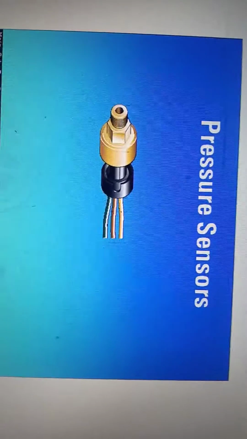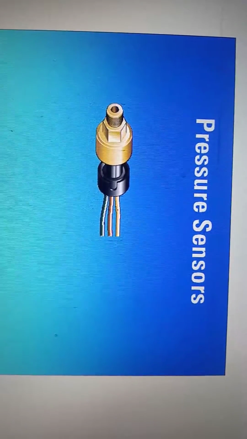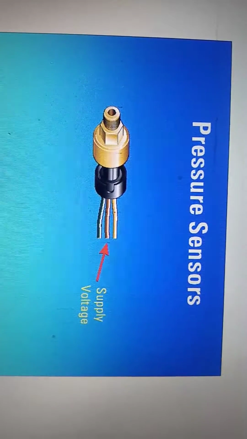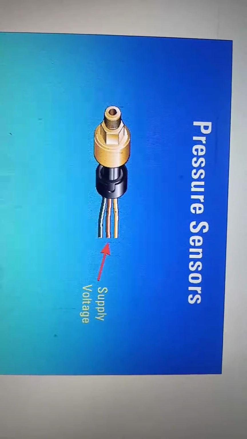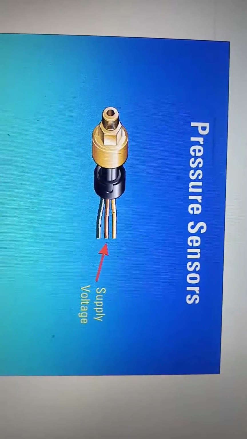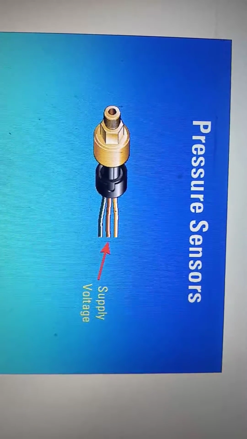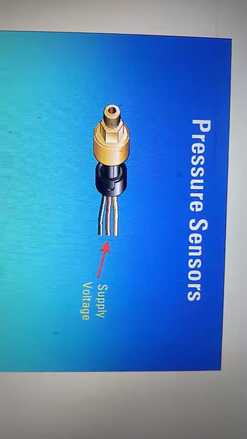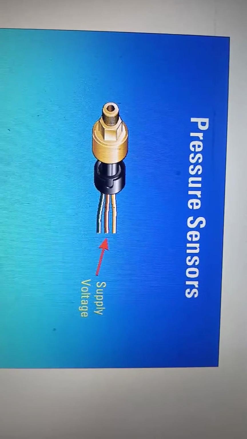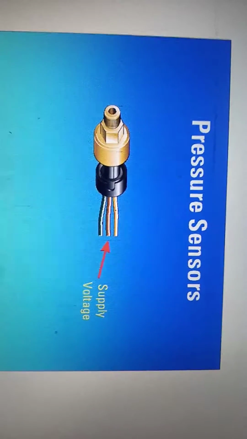Pressure sensors have three wires. The first wire supplies voltage from the ECM to the sensor, providing power for sensor operation. This supply voltage is precisely controlled to 5 plus or minus 0.5 volts.